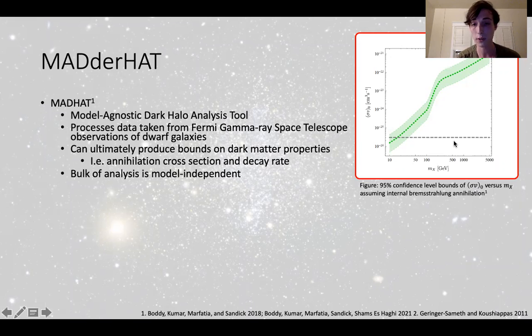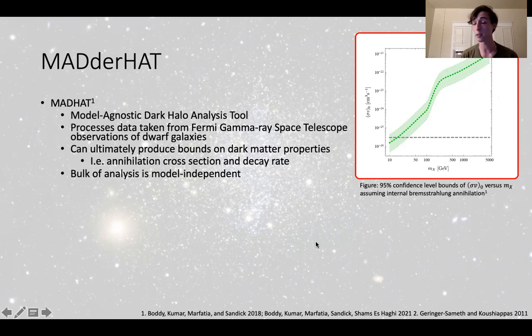So if we look at this graph, this is an example of something that MadHat can ultimately help to produce. Here we have the 95% confidence level bounds of sigma v, that is the annihilation cross-section multiplied by the magnitude of the relative velocity between dark matter particles to the 0th order, plotted against our dark matter particle masses. And it turns out the bulk of the analysis to get to our results is actually model independent.